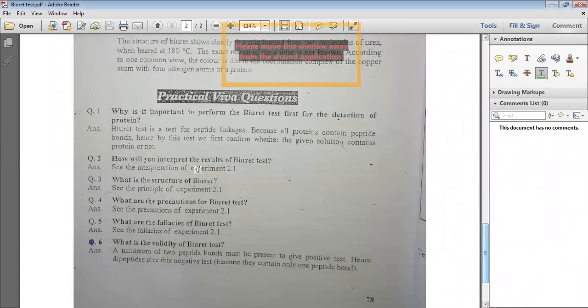These are the important viva questions. Any question up to this?